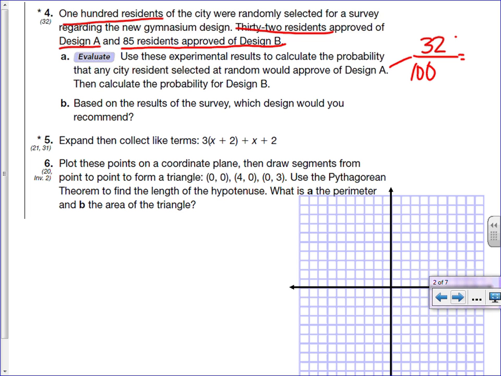Both 32 and 100 can be divided by 4. 32 divided by 4 is 8. 100 divided by 4 is 25. So the probability of A is 8 out of 25.